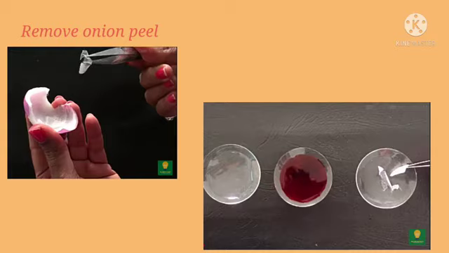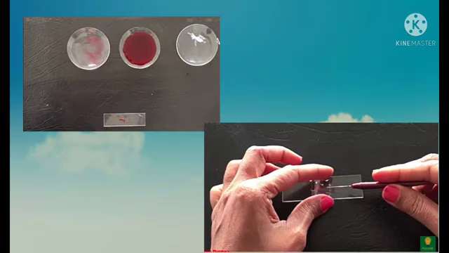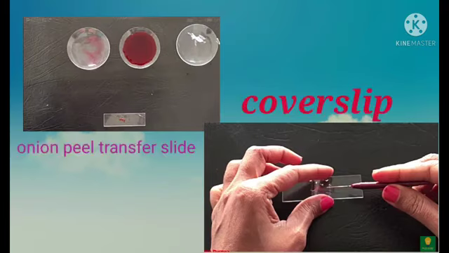Glycerin prevents the peel from drying up. Carefully cover it with a cover slip and avoid any air bubbles entering under the cover slip. Remove any excess glycerin with filter paper. Observe the prepared mount of the peel under the low and high magnification of a compound microscope.